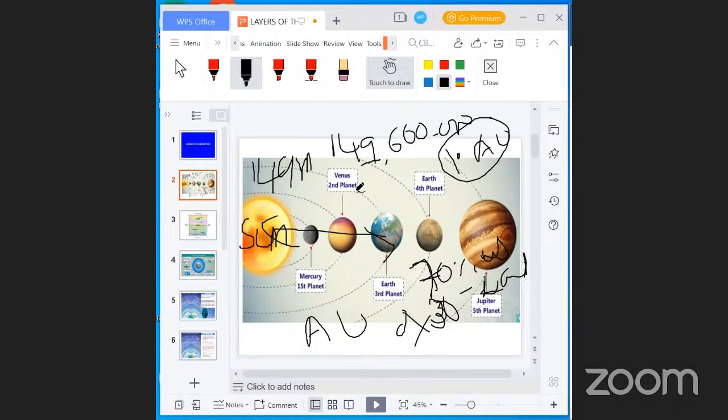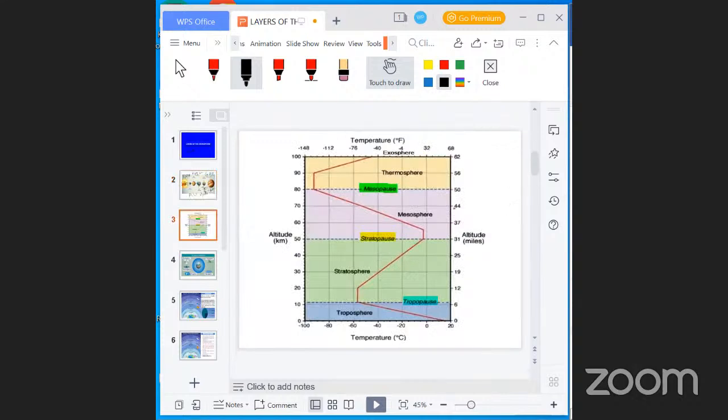Now let's understand the layers of the atmosphere. The atmosphere plays an important role in making life possible on the Earth by protecting our Earth from harmful ultraviolet radiation of the Sun. The atmosphere of Earth is the layer of gases, commonly known as air, that surrounds the planet and is retained by Earth's gravity.